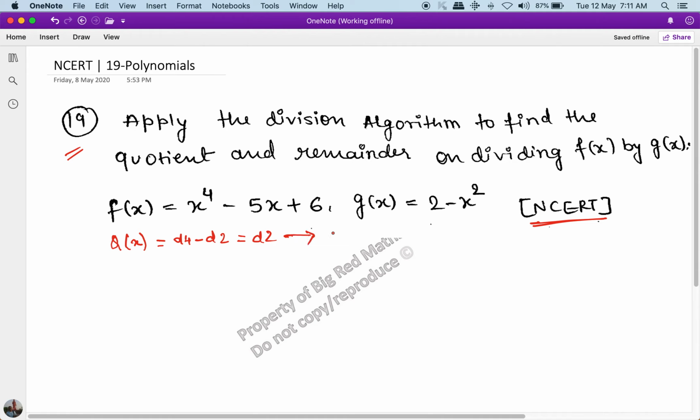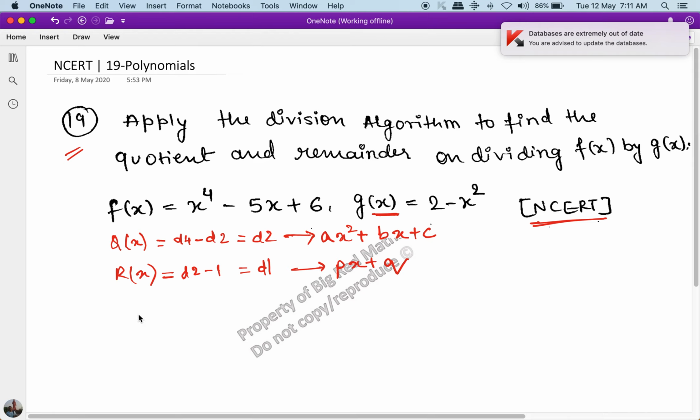And this I will represent as ax square plus bx plus c, and the degree of the remainder is always 1 degree less than g(x), the one which is dividing. So this will be degree 2 minus 1, which will be degree 1. So this I will write as px plus q, and this is what I have to find. I have to find a, b, c here, and I have to find p and q here.